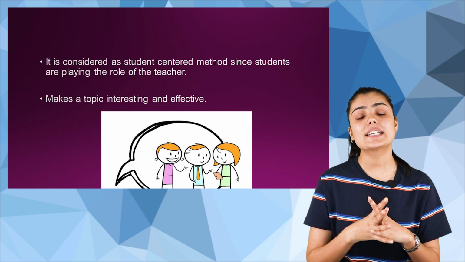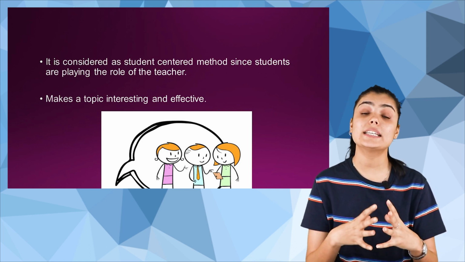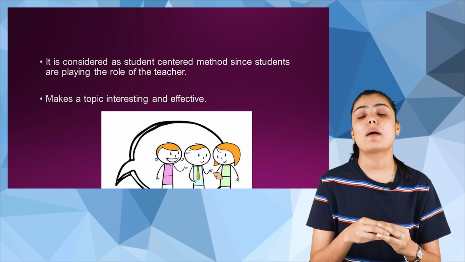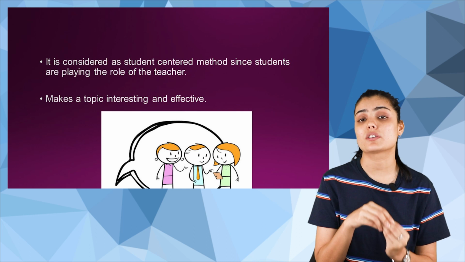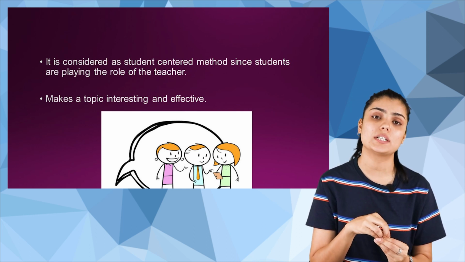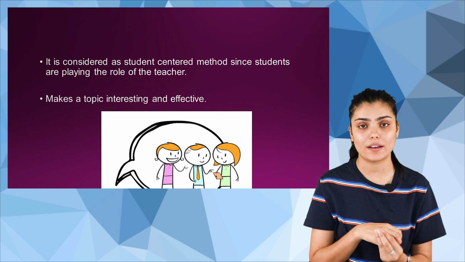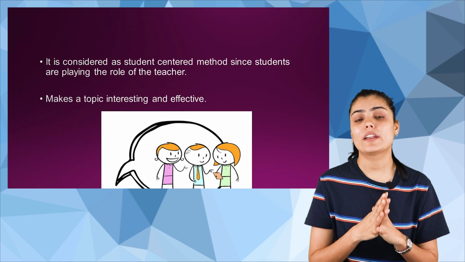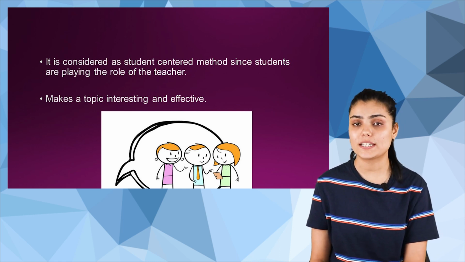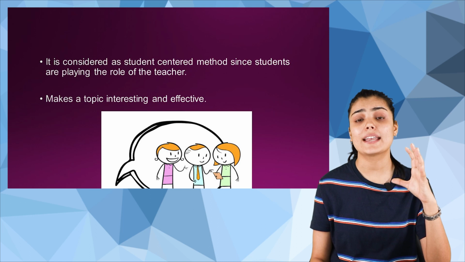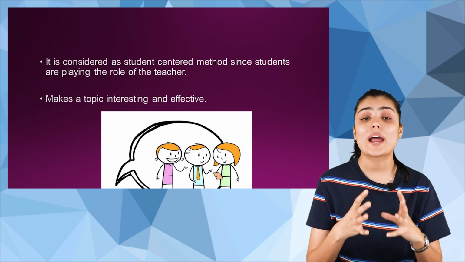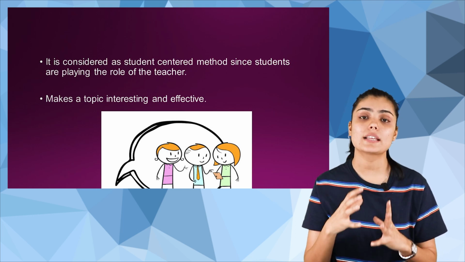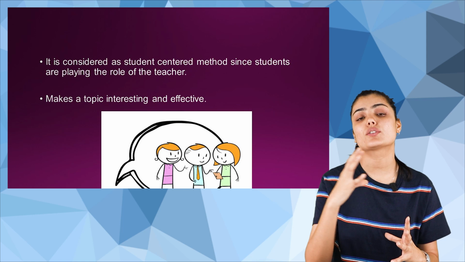Next one, it is considered a student-centric method. It is obviously student-centric, because the student is playing the part of the teacher here. The students are given the responsibility of the teacher, and the trainee is teaching a particular class. And the next one is that it makes a topic efficient, effective and interesting. When a very small topic is taken and the student acquires knowledge to deliver it to the class, it is obviously effective for the listeners and also interesting for the students to learn.